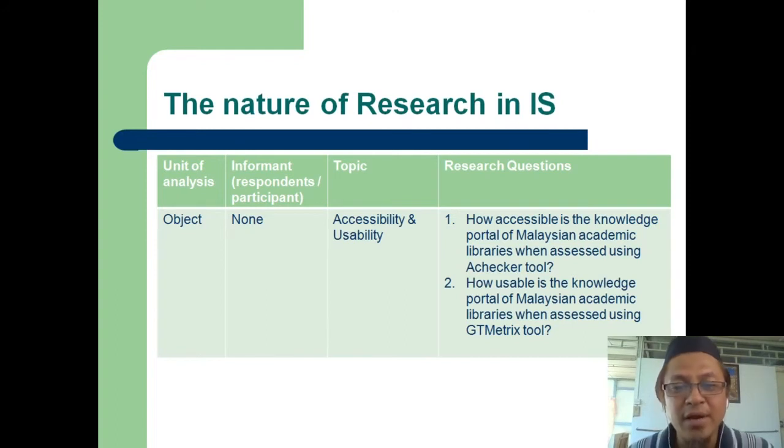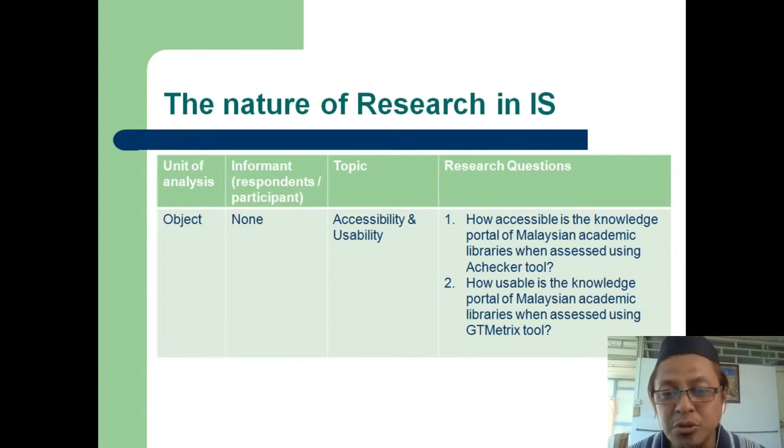Okay, we are looking at accessibility and usability. So we are looking at what you call portal accessibility. Sorry, not knowledge management system, but actually portal. So we are not going to use people, individuals, or anybody to respond to the questionnaire, but we are going to use tools.